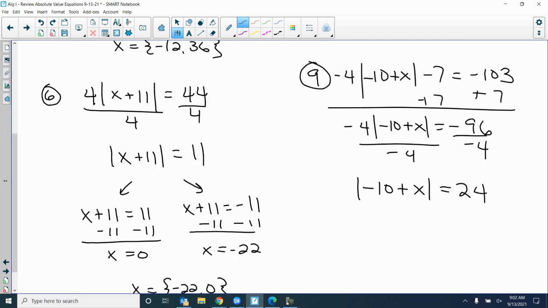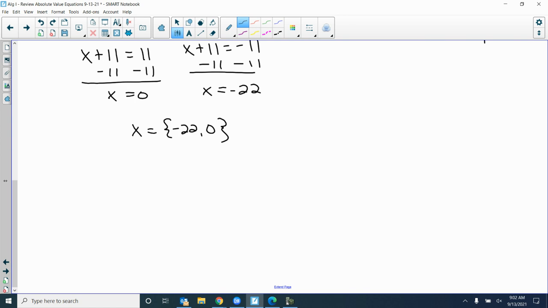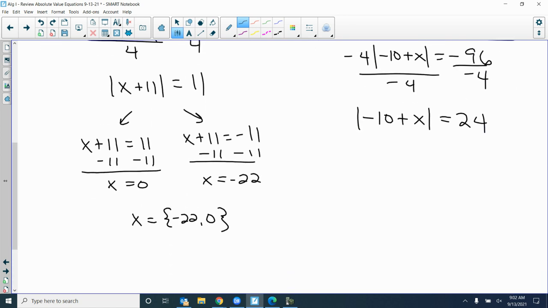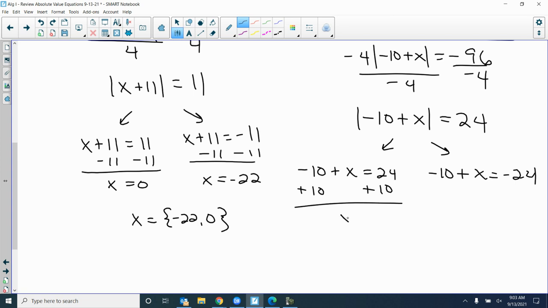Now we're back to the problems from earlier. What do I do now? I got the absolute value equals a positive number. This is where we split it into two pieces. One equals positive 24. What's the other one equal? -24. So you gotta wait till it's all the way broken down to that absolute value by itself. So -10 plus x equals 24, and -10 plus x equals -24. Since I just have an x, all I have to do is add 10. And it gets x equals 34. And then add 10 again. x equals -14.